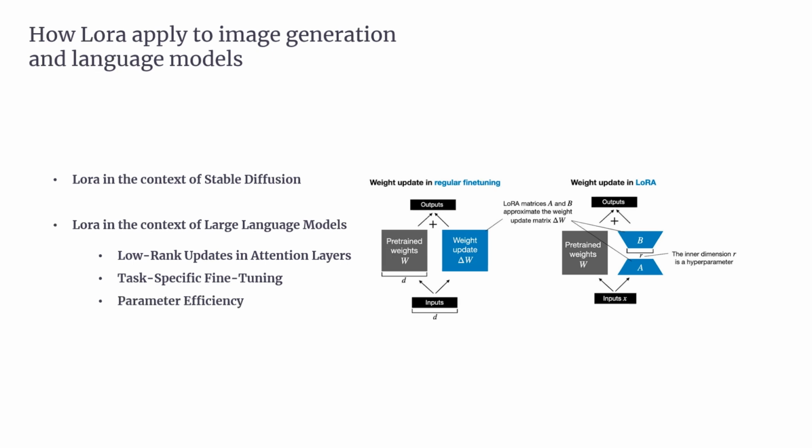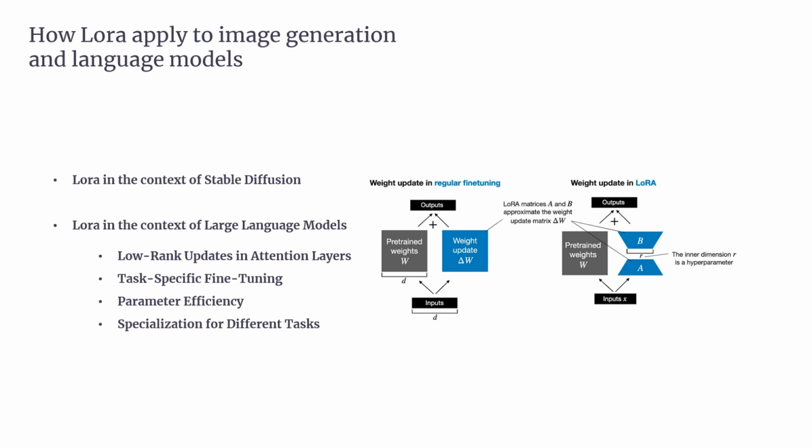3. Parameter efficiency. Just like in Stable Diffusion, applying LoRA in LLMs reduces the number of trainable parameters significantly. Instead of updating billions of parameters in the original model, you only need to train the smaller low-rank matrices, A and B, making the process computationally more feasible and efficient.